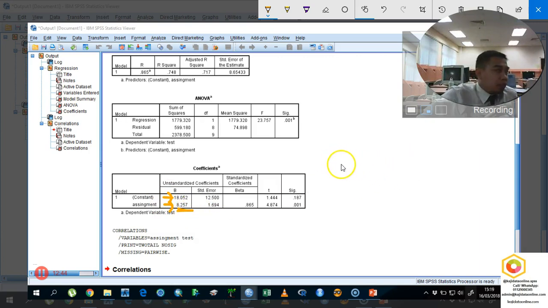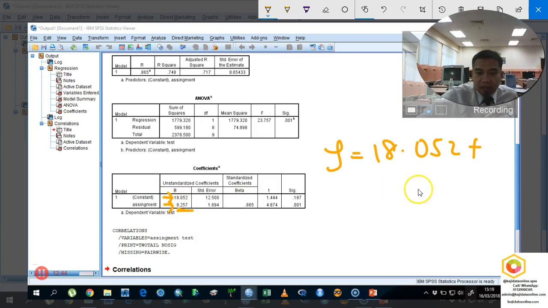So how do we build the predicted equation? Y is equal to 18.052 plus, because there is no negative sign here, plus 8.257x. So this is our predicted equation. Understand or not? If you have anything to do with the X, then you can predict the Y. That is what I'm talking about. That is the regression model in the simplest explanation.